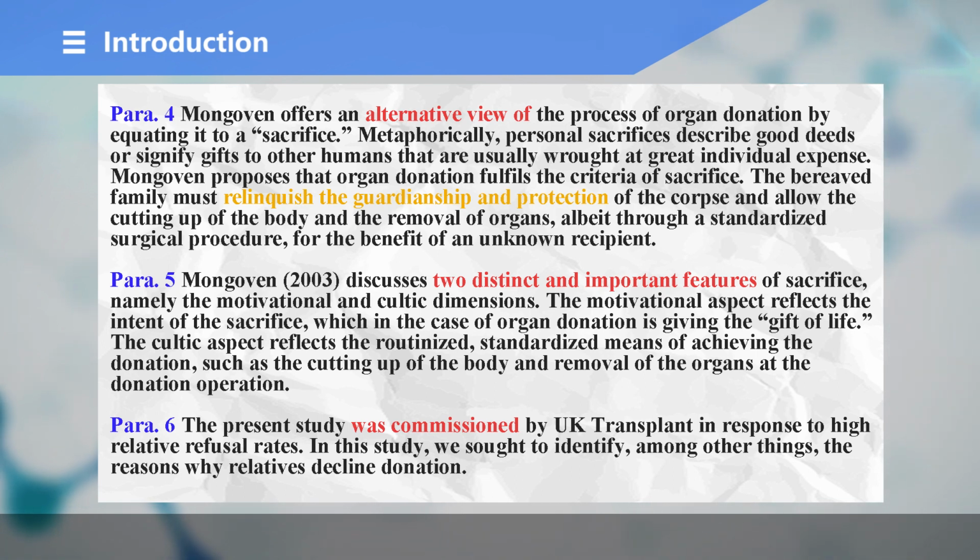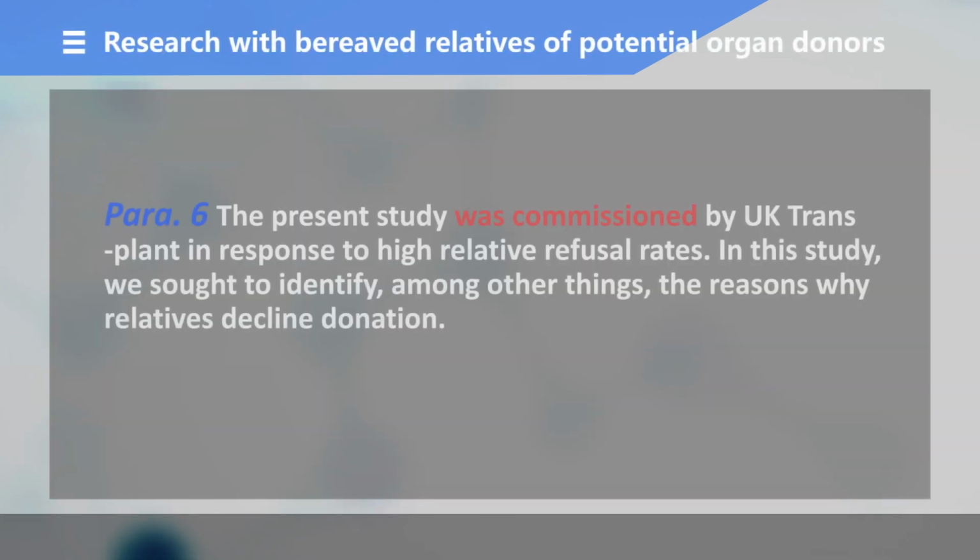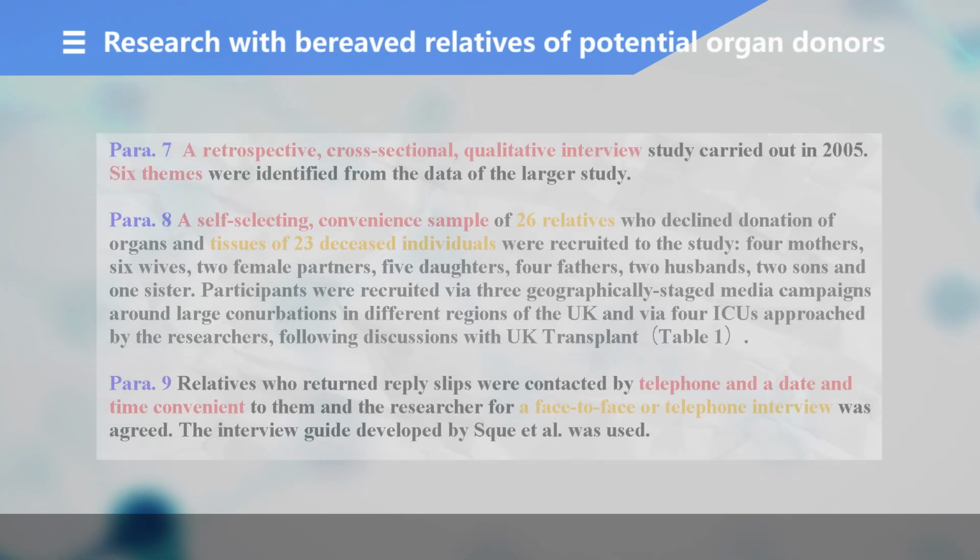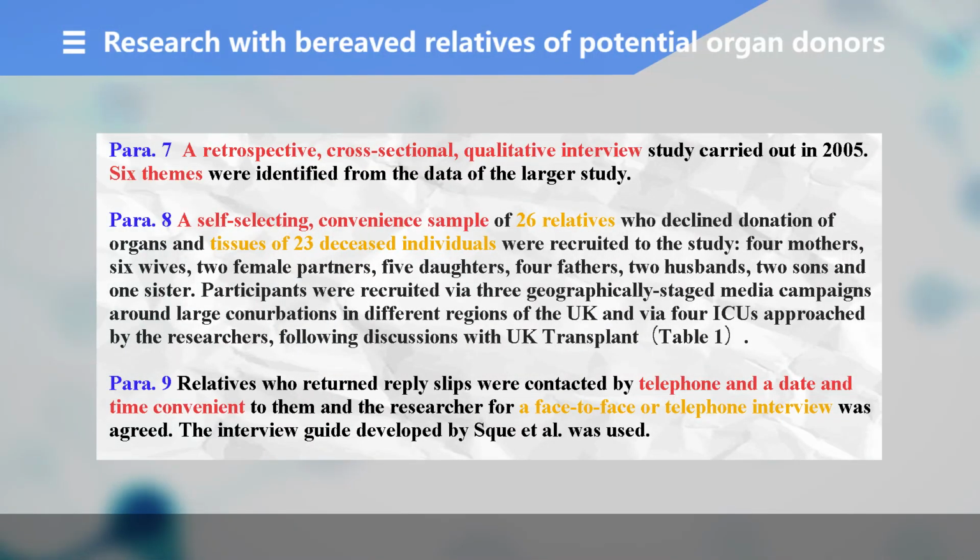And also, we can get some information about special support for the research, which we may find in the sentence in paragraph 6: The present study was commissioned by UK. If you are curious about the methods of the study, you can also start to read from paragraph 7 to paragraph 9. Some details about the aim of the study and the method designed by the researchers in this study are discussed.